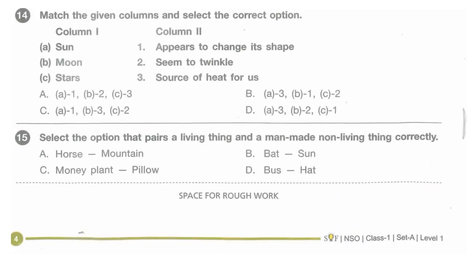Question number 14. Match the given columns and select the correct option. Column 1 says sun, moon, stars. Column 2 says appears to change its shape, seem to twinkle, source of heat for us. Option A, A1, B2, C3. Option B says A3, B1 and C2. Option C says A1, B3, C2. And option D says A3, B2, C1.